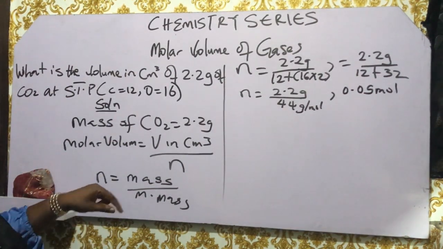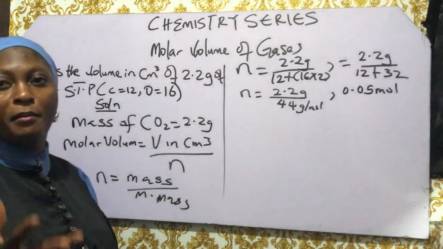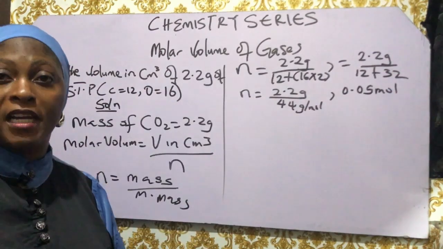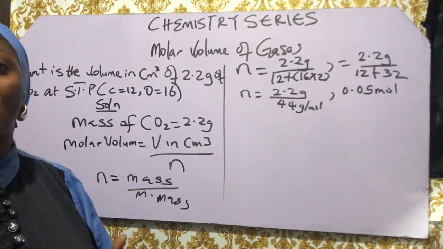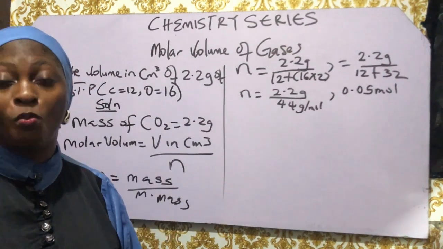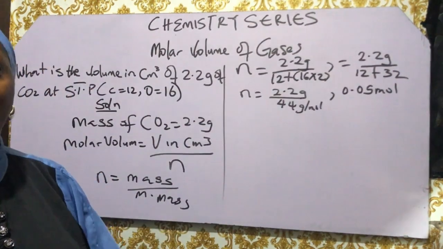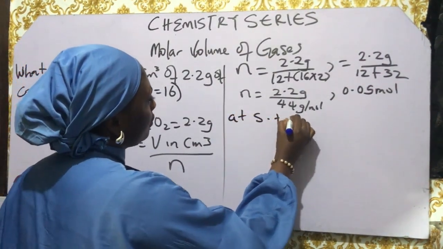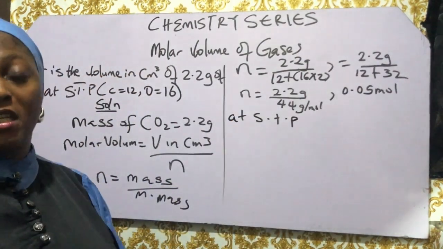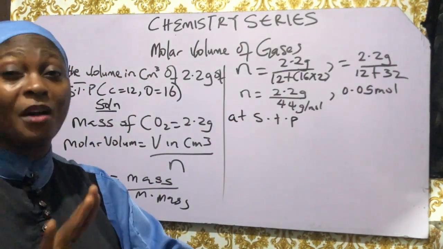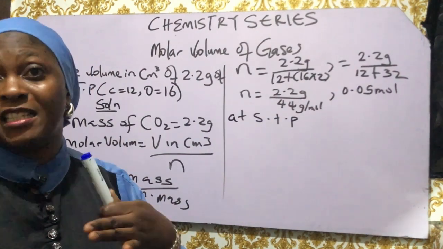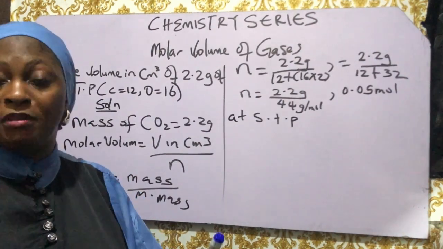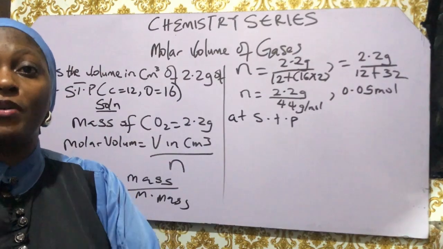Now, let's try to actually find the volume. But remember that when we learned about molar volume of gas, we said the volume occupied by 1 mole of gas at standard temperature and pressure is 22.4 dm³ or 22,400 cm³. So, at STP, now when they say 1 mole of a gas, it can be carbon(IV) oxide, it can be oxygen, it can be any gas. As long as the gas is at STP, it will occupy 22.4 dm³ or converted to cm³ multiplied by 1,000, 22,400 cm³.